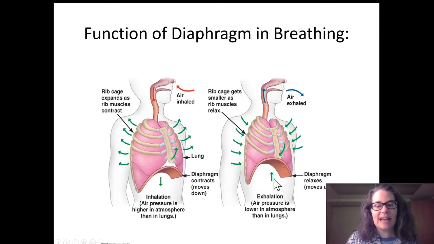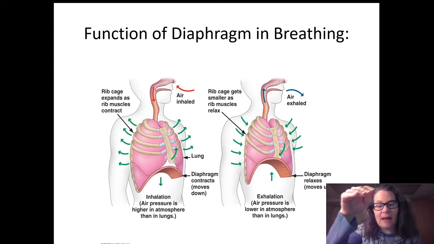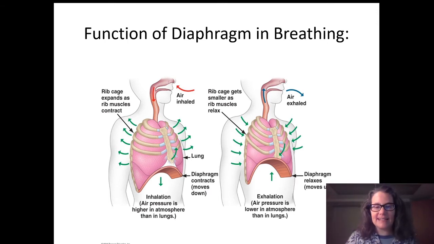Our diaphragm relaxes and that squeezes up. It presses up on your lungs and squeezes that space, making a higher pressure inside your lungs and less pressure atmospherically outside of the lungs. So now air wants to move out of our lungs in exhalation.